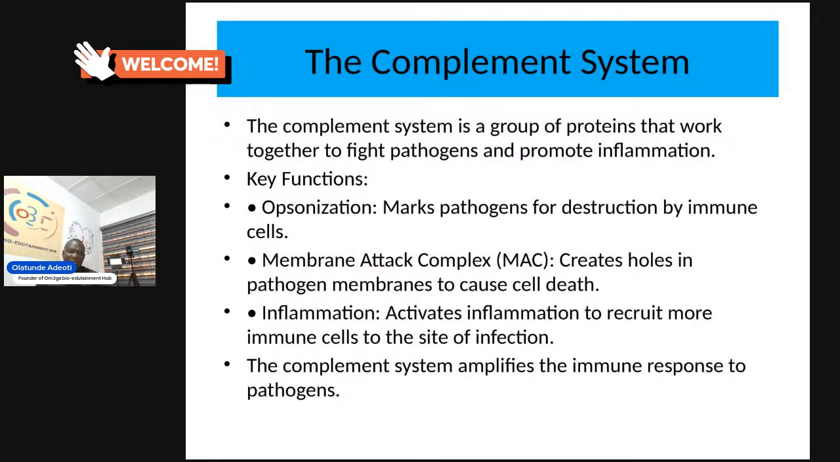So just like I said, the next one after the innate immune system, and one very important part of it, is the complement system. I told you it is a group of proteins that work together with the innate immune system in order to fight and promote inflammation. Part of what they do is through a process called opsonization. Opsonization is a process that marks pathogens for destruction by the immune system.